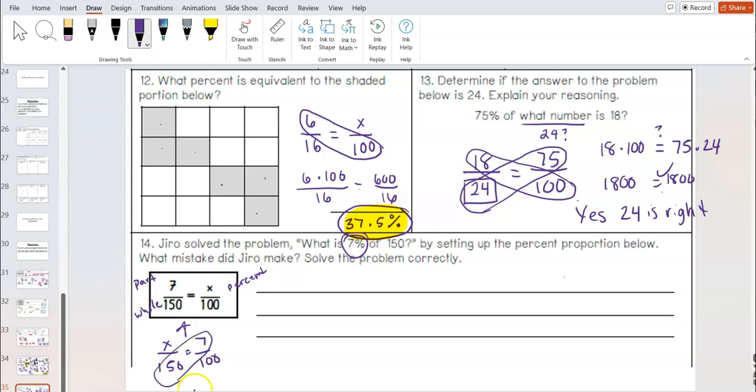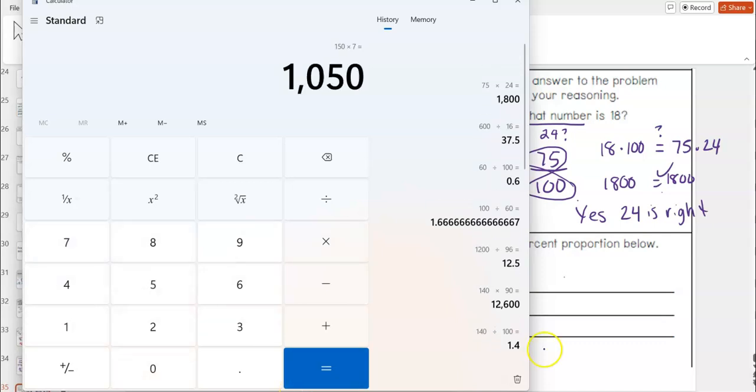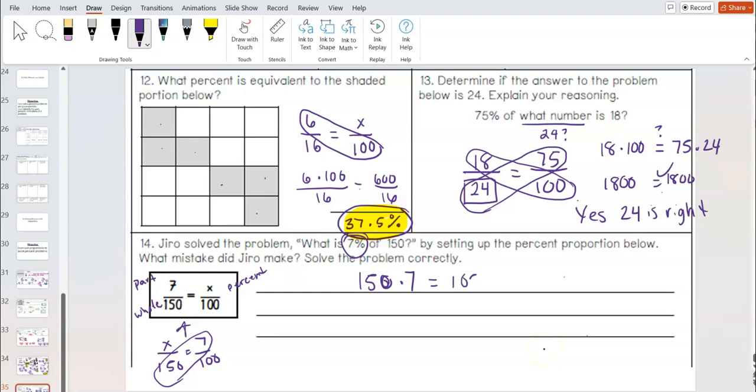Okay, we're going to do 150 times 7. That's 1,050. And then we're going to divide that by 100. That's going to get me 10.50 as my answer. All right, and that is solving problems, solving percents using a proportion. Let me know if you have any questions, and good luck.